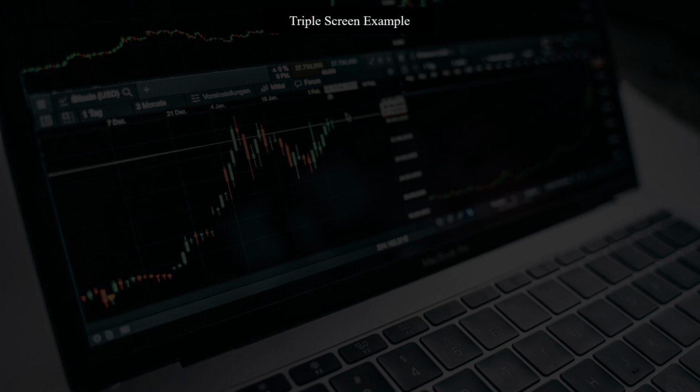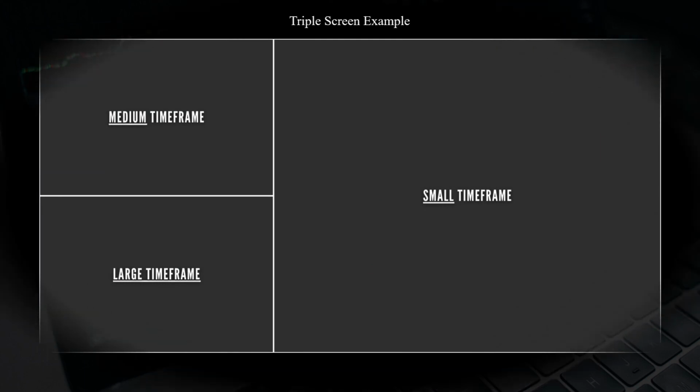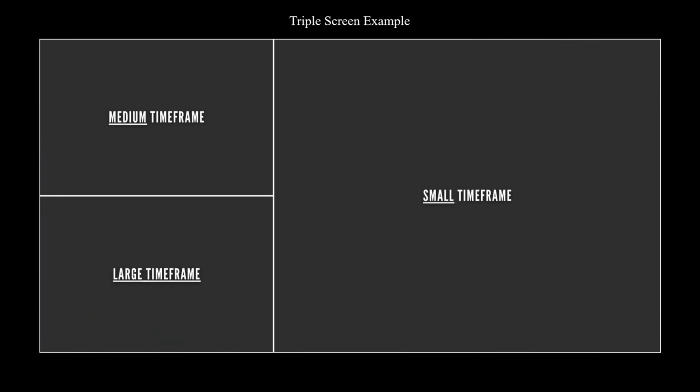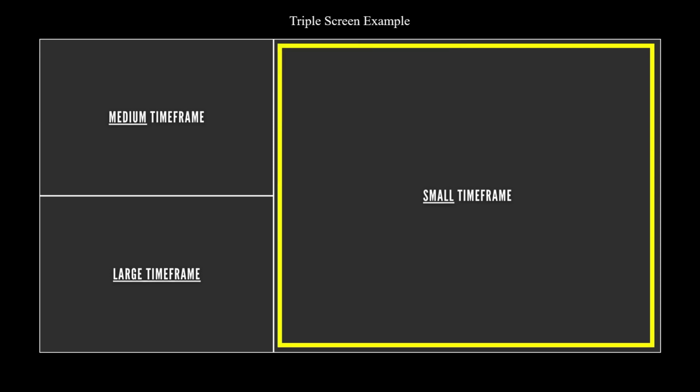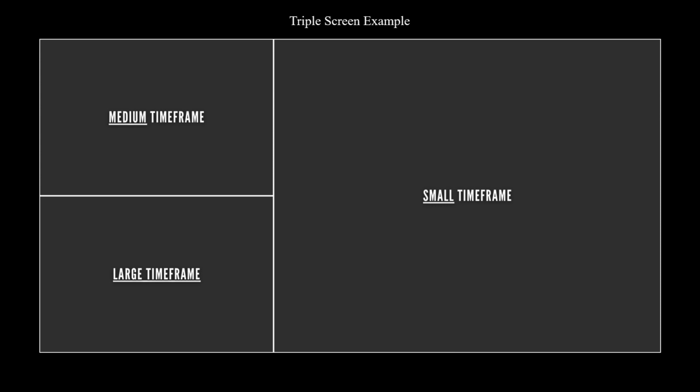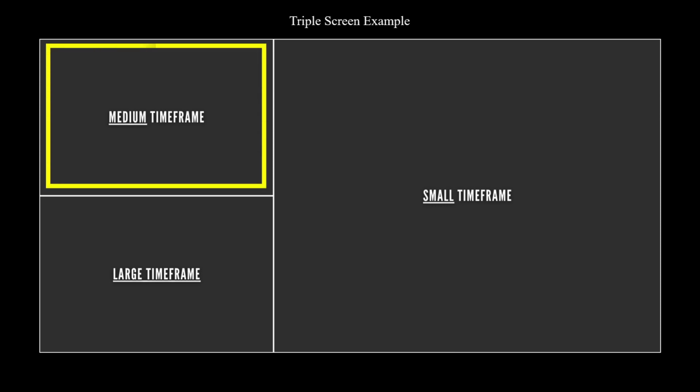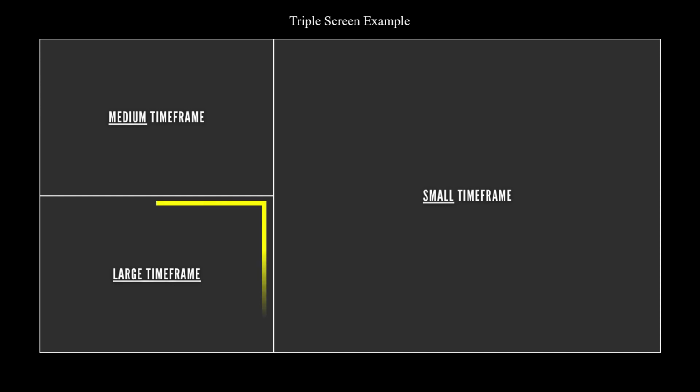So let me give you a triple screen example. This is essentially what the chart would look like. You've got your small time frame on the right side being the biggest screen and the time frame that I would want to execute on. Then on the top left, we would have the medium time frame. That's going to be the time frame that's in between the small and large. And the largest time frame would be on the bottom left. Again, this is personal preference.